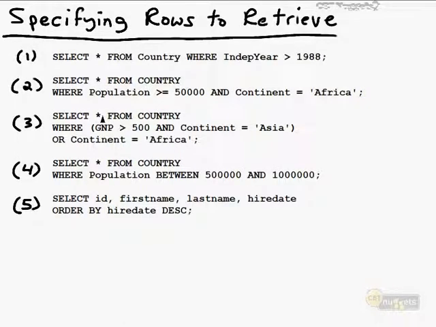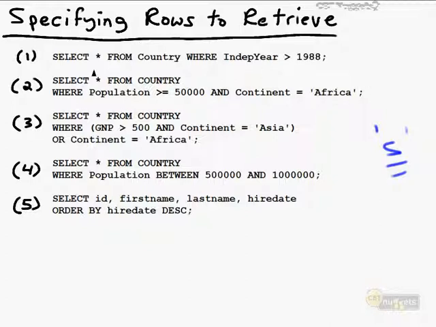Now let's take a look at using SELECT to specify rows to retrieve. In code sample 1, we have SELECT * FROM country WHERE a particular column, IndepYear, is greater than 1988. Now if you're wondering, when do I use the quotes and when do I not? One easy distinction, friends, is when you're dealing with a numeric data type. IndepYear is obviously a date or some kind of integer value. Population here is certainly some kind of integer. Numeric data types do not require the quotes. You're going to need the quoted identifiers for strings, for alphanumeric values that use the string data type.